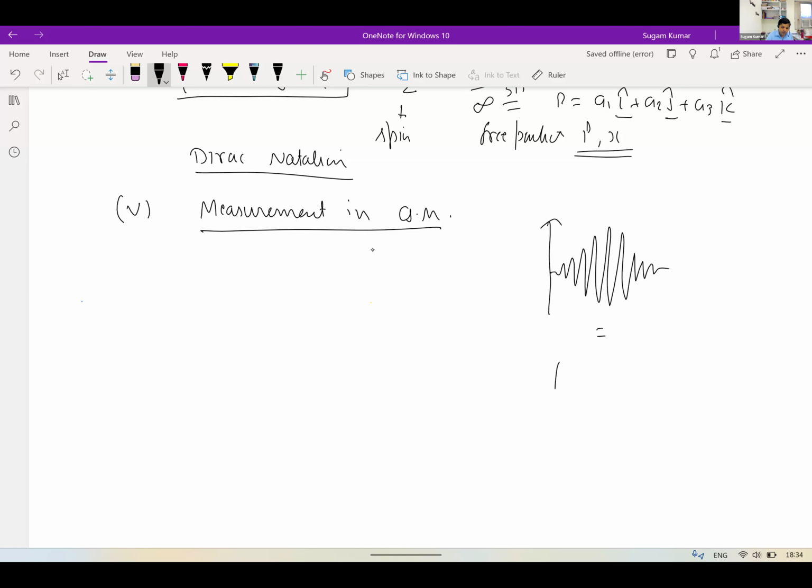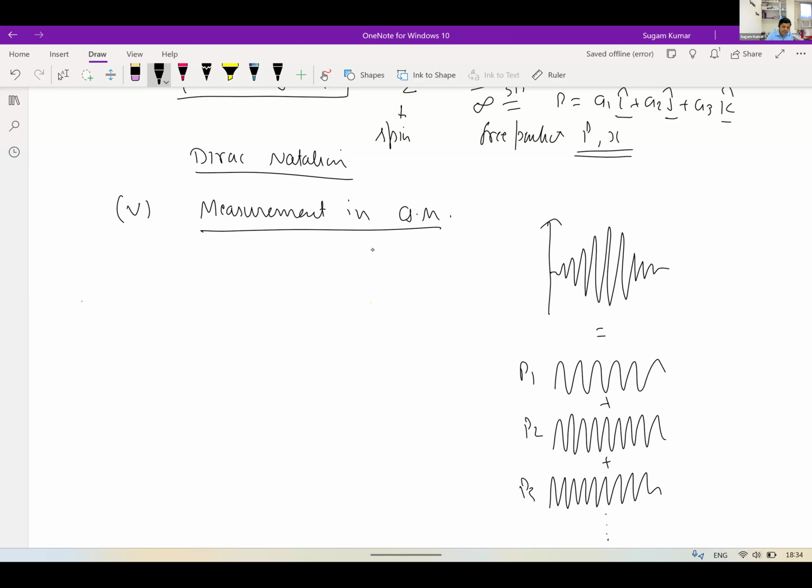And this is nothing but a superposition of a large number of such monochromatic waves, and so on, having, let us say, momentum P1, P2, P3. Momentum is defined because the wavelength is defined for each individual wave. So momentum is defined. And let us say that this is the total wave function.